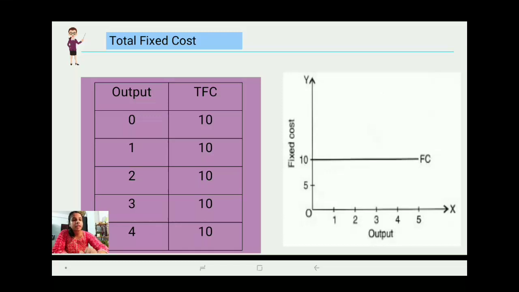Now when we put these figures in the diagram, we will see a curve which is horizontal to the x-axis, because fixed cost doesn't change with the change in output. On the horizontal axis we have shown the increase in output, but on the vertical axis we have shown the cost, which remains the same. So the fixed cost curve is always a horizontal curve to the x-axis.